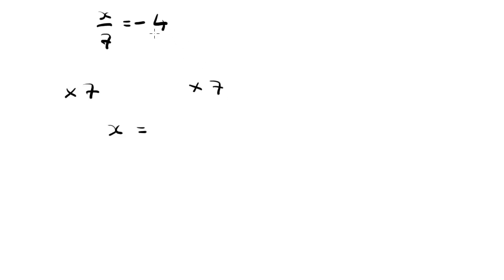If you need to know how to multiply negative numbers, you can watch my video on that, and you'll know that a negative times a positive number will give us another negative number, so we'll get a negative number, and it'll be 4 times 7, which is 28. So we get x equals minus 28.